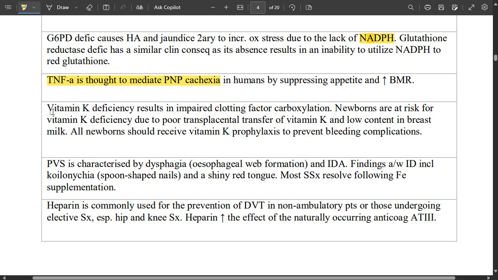Now, vitamin K deficiency results in impaired clotting factor carboxylation. Vitamin K is necessary for carboxylation, but carboxylation decreases in vitamin K deficiency. Thus, factors 2, 7, 9 and 10 clotting factors are not formed. Newborns are at high risk for vitamin K deficiency due to poor transplacental transfer of vitamin K and low content in breast milk. So baby breast milk has low vitamin K, and transplacental transmission is also very little. All newborns should receive vitamin K prophylaxis to prevent bleeding complications.